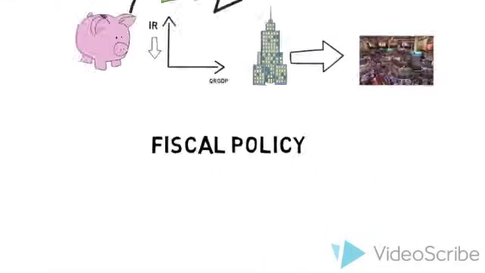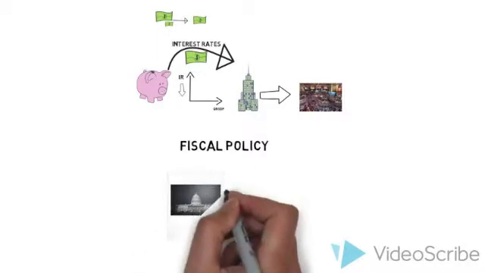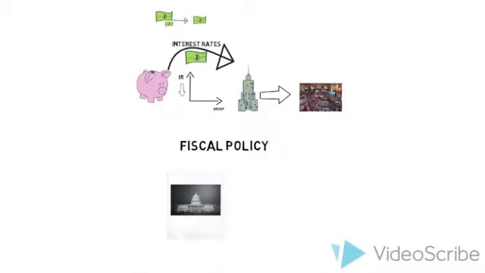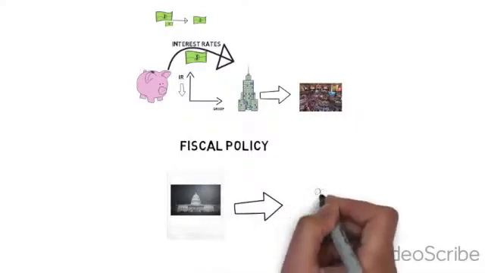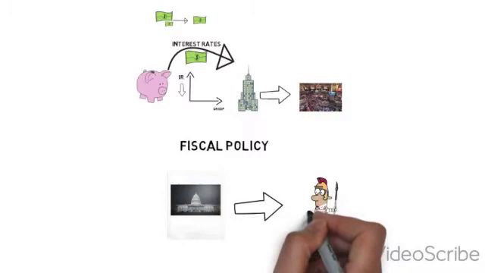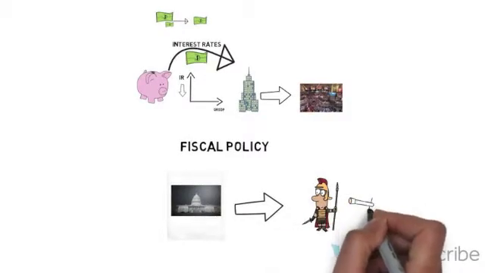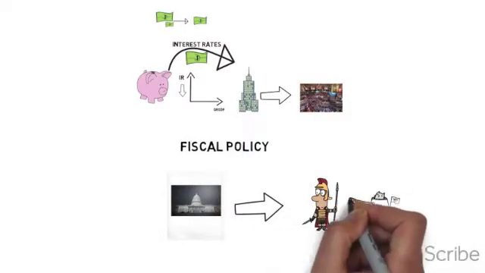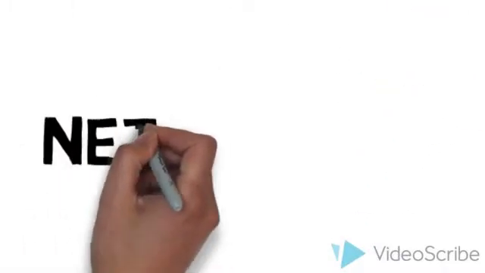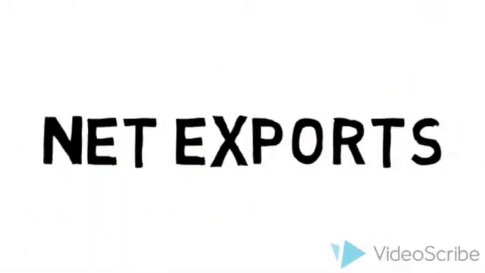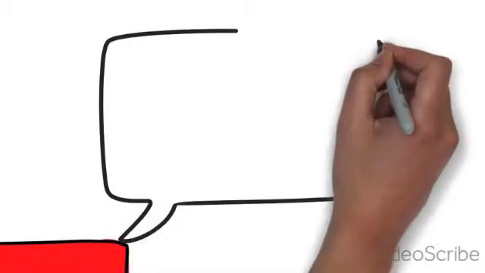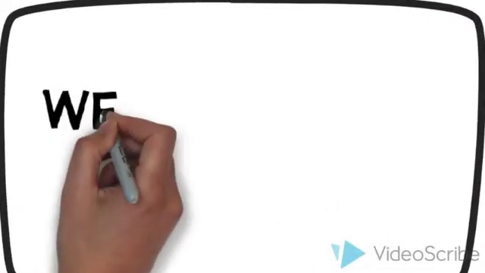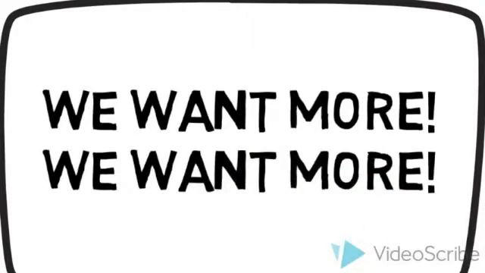Fiscal policy, which is when the government has to spend money on things such as the army. And then you have net exports, where you have a country like China, which will come out and say that they want more, and then America will go and export more goods to them.